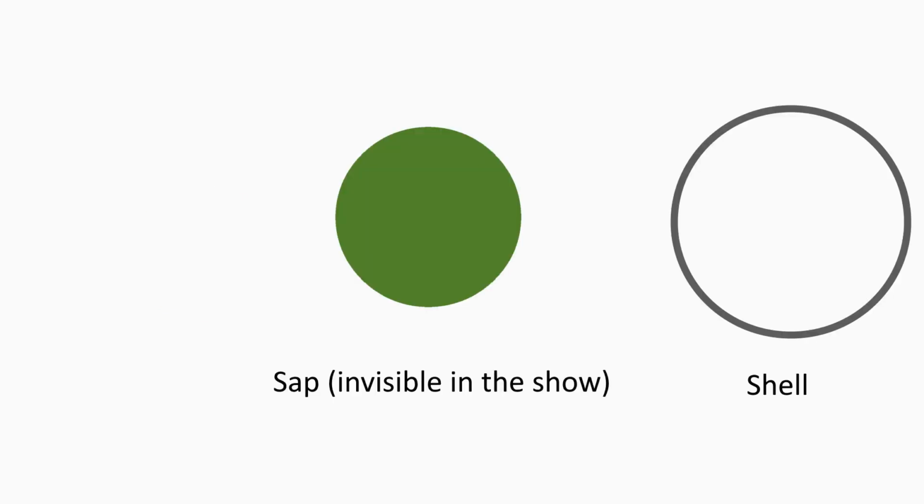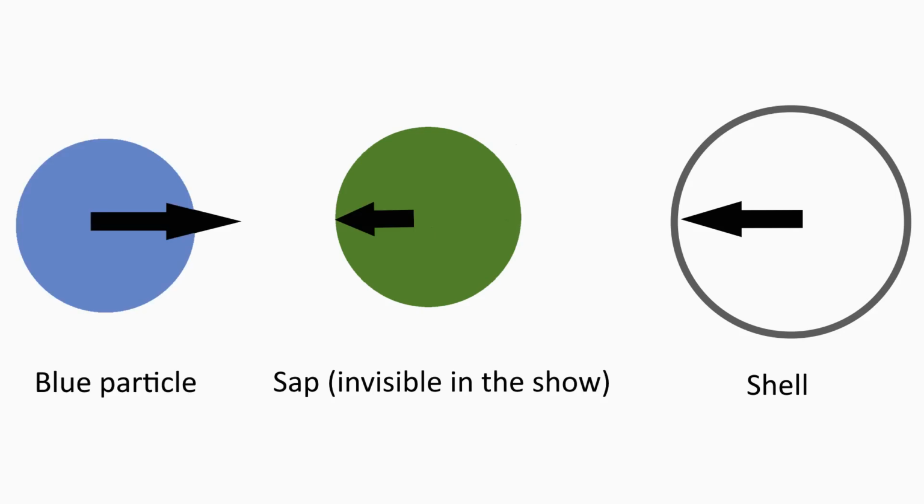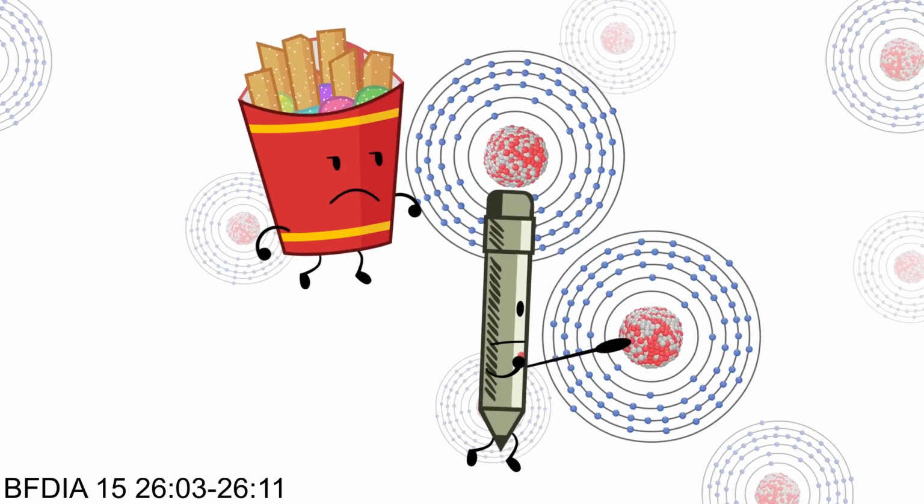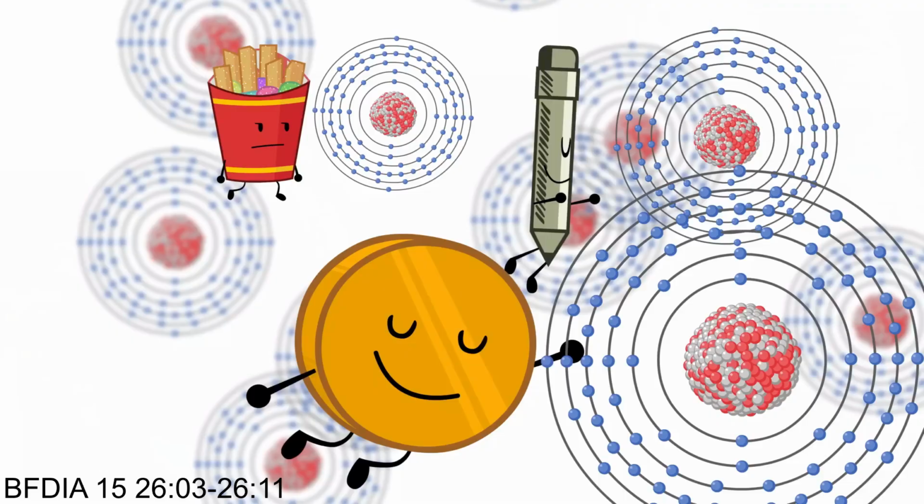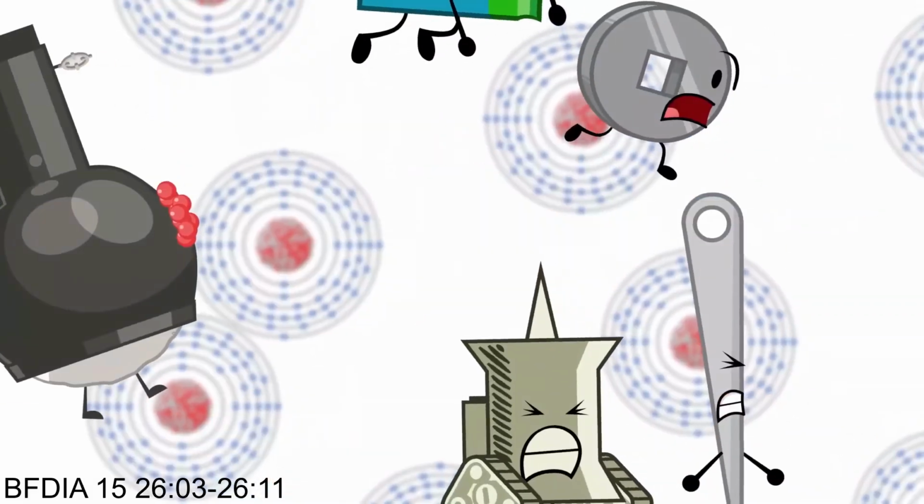I also would like to say that the saps are particles separate from shells, and there is a strong attractive force between saps and shells, but it is weaker than the force between a sap and a blue particle. This is necessary for the saps to be removed when a particle is removed from the nucleus.